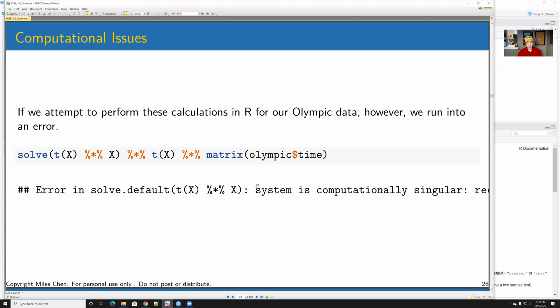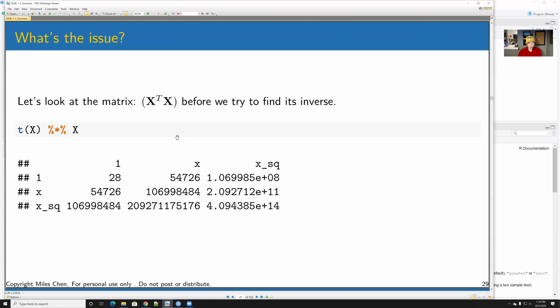However, what happens when I try this? If I say X transpose X inverse X transpose times T, I get this thing. It says error in solve default system is computationally singular. Anytime you get an error like this, you should ask what's happening when I try to do this. So let's take a look.